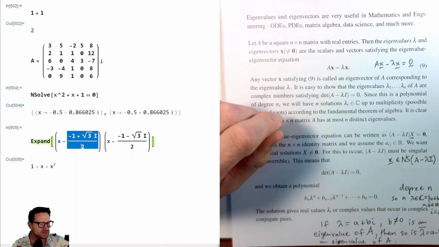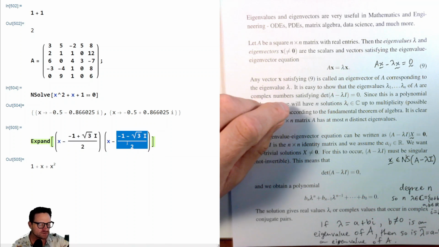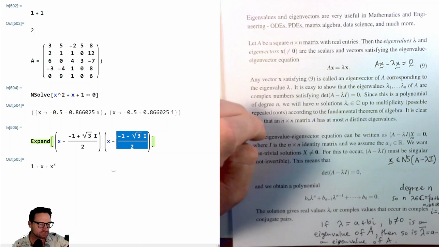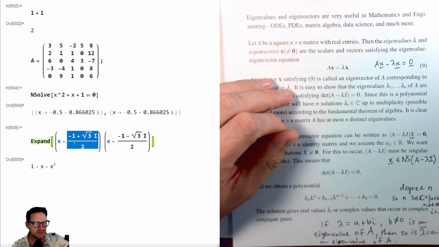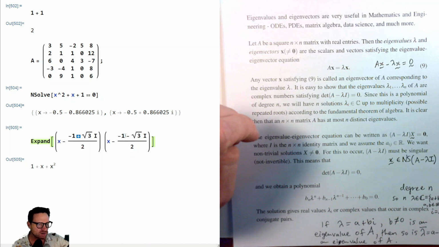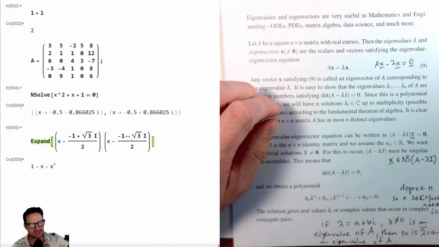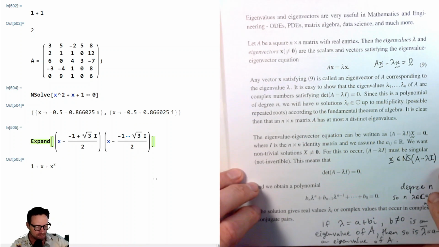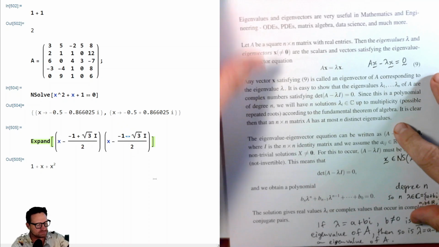So these are non-real roots, the two of these, and they come in complex conjugate pairs. Right, so if you were to add these together, you would get a real number, and the imaginary parts are opposites in sign of one another. Okay, let's move on to the next page.